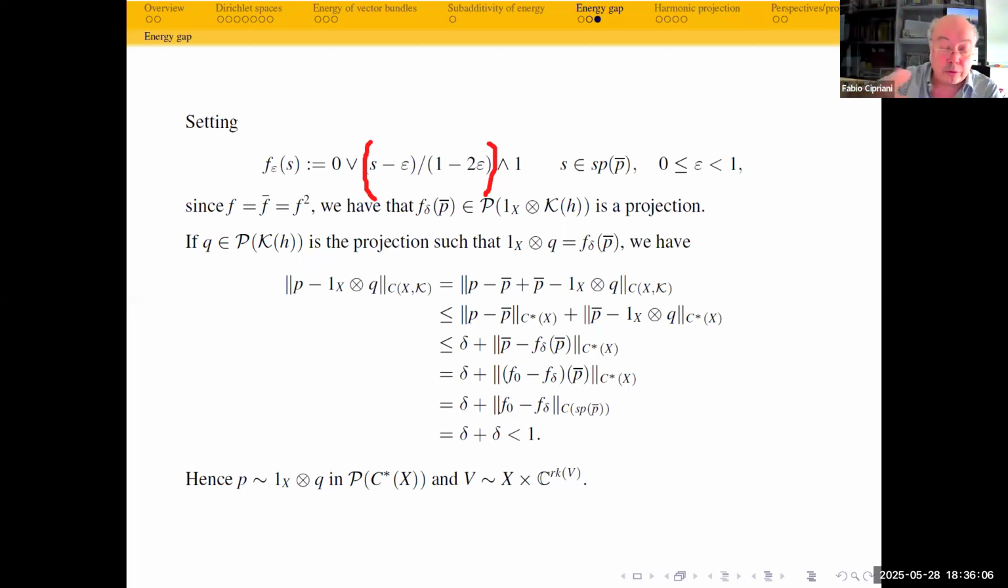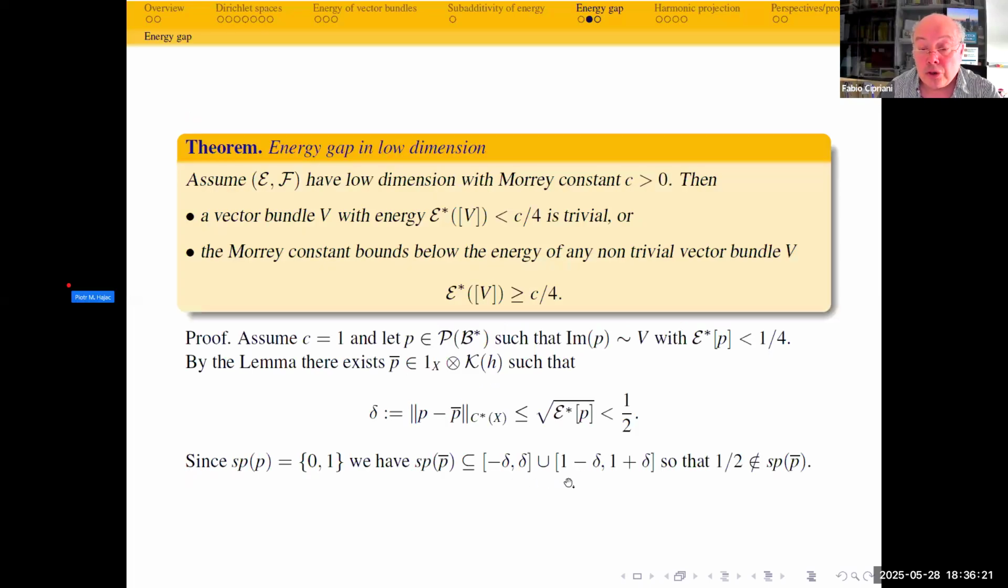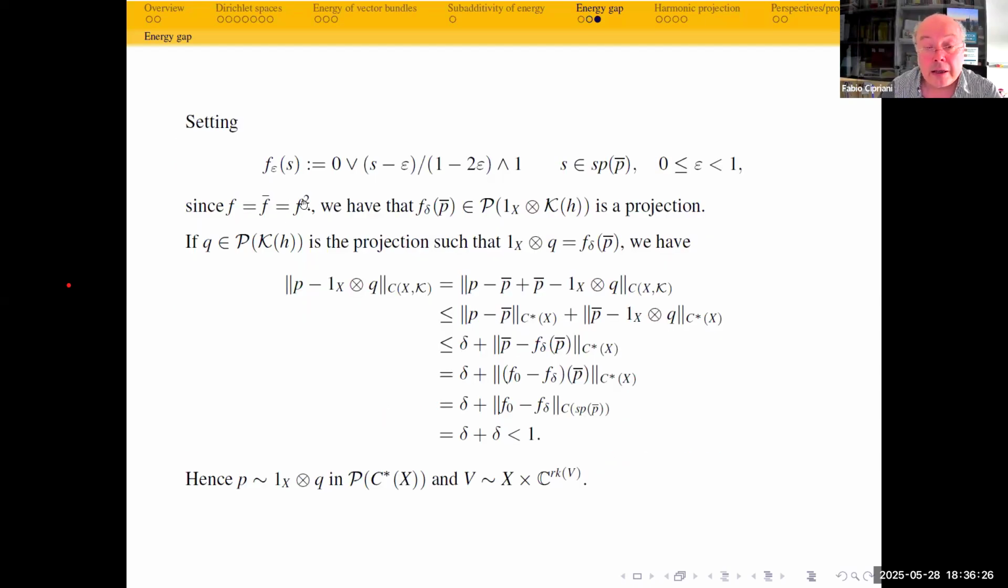If I could draw the picture, it would be easier. But this function has the property that on the spectrum of this operator, this element p bar, which is contained in this joint interval, the square is real and the square is equal to f, because on these two intervals, the values are either 0 or 1. That's why when we compute these, we get a projection.